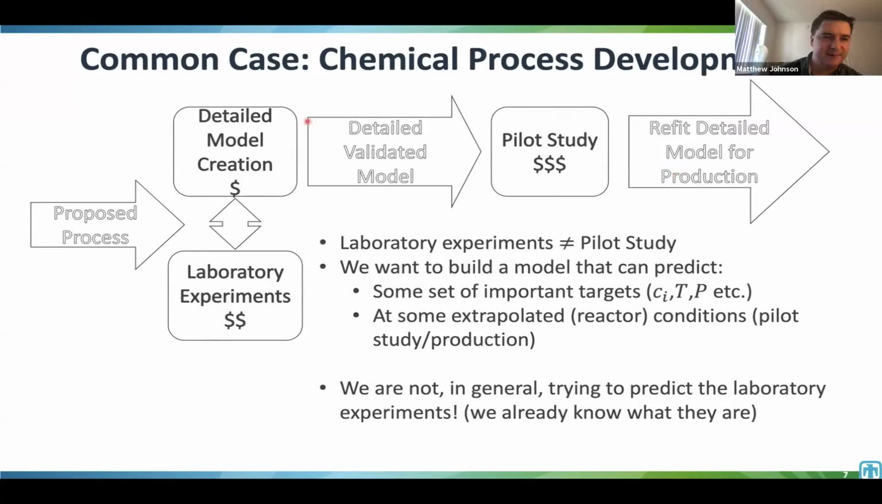What is done in this process is that you'll develop this detailed model, validate it against these laboratory experiments, and then leverage this detailed model to predict what might happen in a real reactor. At this stage, you'll make some argument as to whether you should go forward with this process or not. Is this a good idea based on this detailed model? And if so, then the company might shell out a whole heck of a lot more money to run a pilot study that looks very similar to the real reactor.